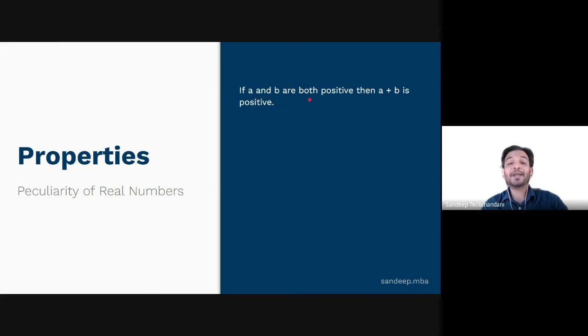If A and B are both positive, then A plus B is positive. For example, if A is equal to 2 and B is equal to 10, then A plus B is equal to 2 plus 10, which is equal to 12. That is a positive number.